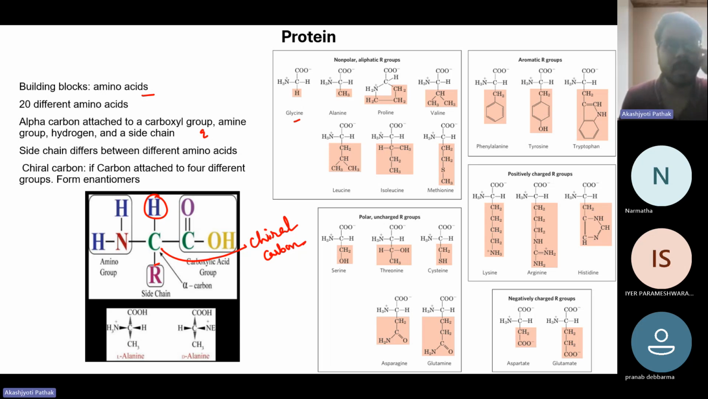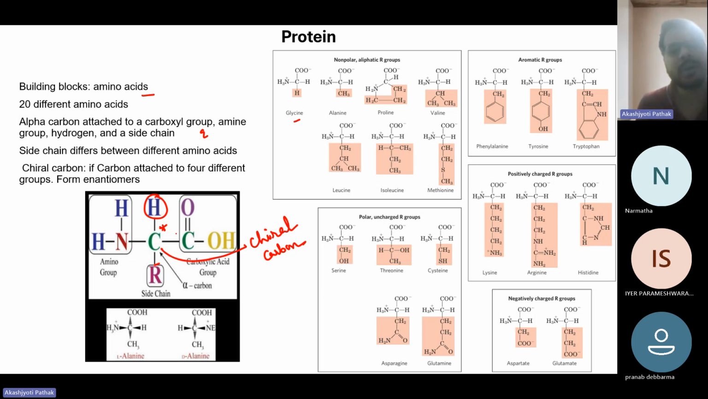So in case of carbon, we call it a chiral carbon if this carbon atom is attached to four different groups. So in all these amino acids, you can see that this carbon is attached to four different groups. That is methyl group, amine group, carboxyl group, and then proton or hydrogen group. So these groups are different. So this is the chiral carbon. Since this is a chiral carbon, it can form different stereoisomers.